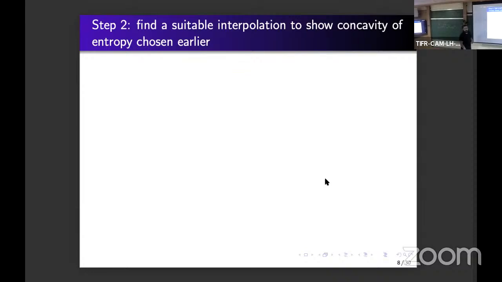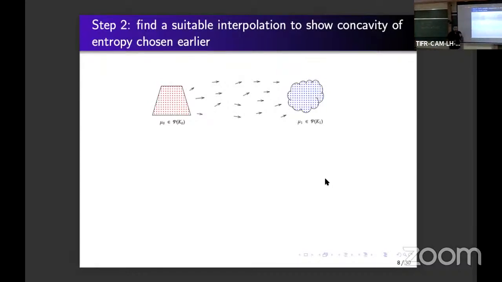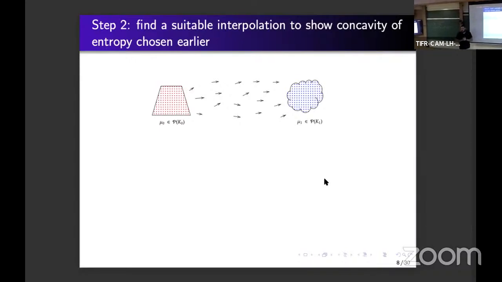So let's see how to find this interpolation. I want to think of gases. So suppose this is a gas, this is a configuration of a gas. I'm trying to think of probability measures as configurations of gases, right? So if there are more molecules in a unit area, the density is more, and that sort of thing. So I have a gas which occupies a region K naught, and I have another configuration of the same gas which occupies this region K1. These are molecules, and in my picture, it looks like they are uniformly distributed.